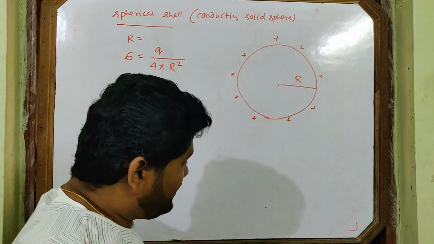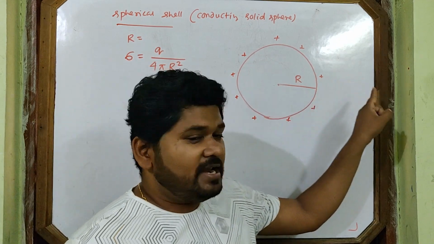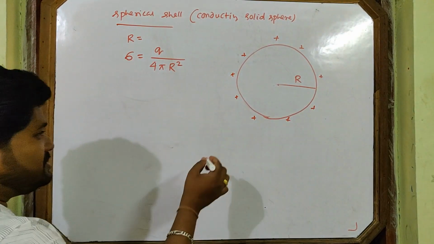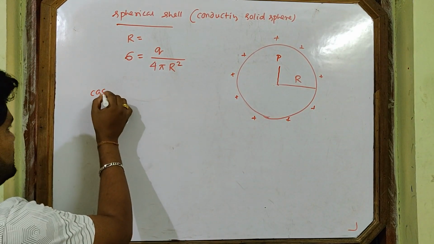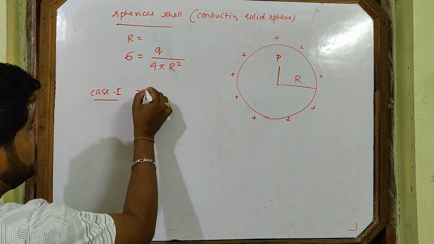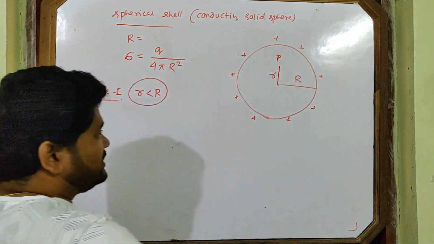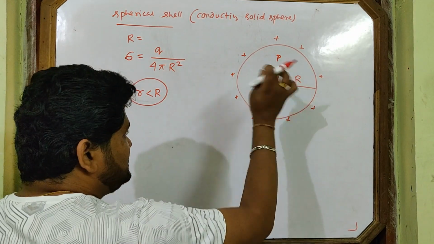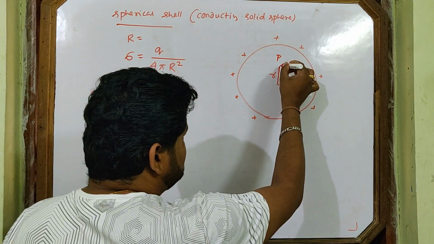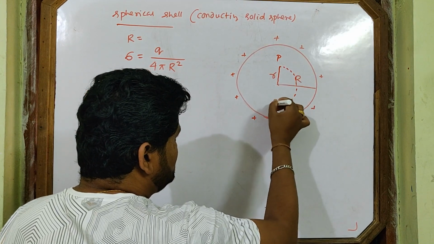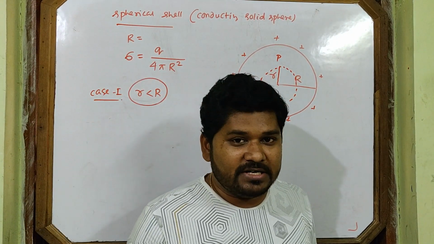Now we come to find the electric field intensity in 3 cases: inside, on, and outside. Consider a point P. Inside first, we will do case 1. I am doing inside, small r less than capital R. I consider a point P at a distance small r. Since small r is less than capital R, the point is inside. Now we have to draw a Gaussian surface. Which type of Gaussian surface will we draw? Obviously a spherical Gaussian surface, symmetric to it.